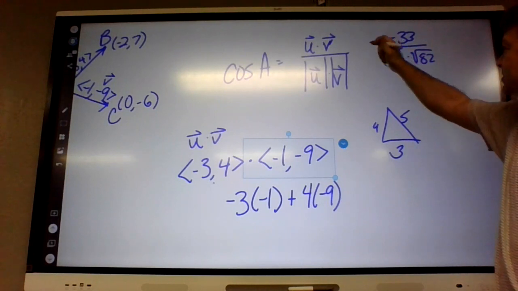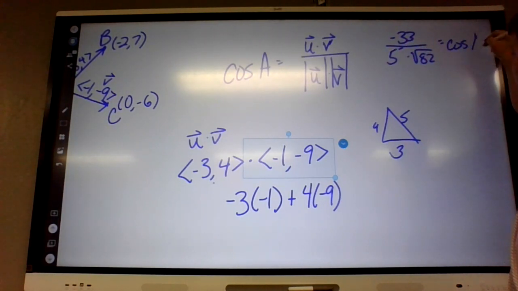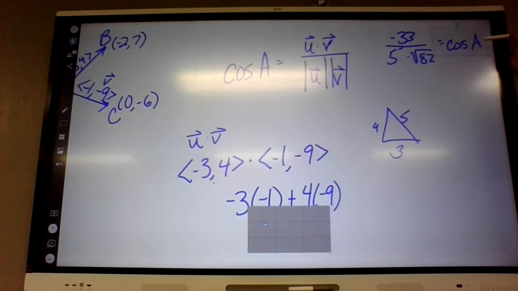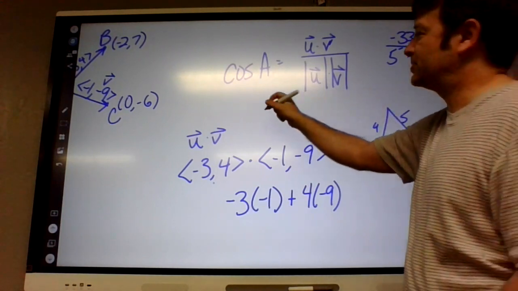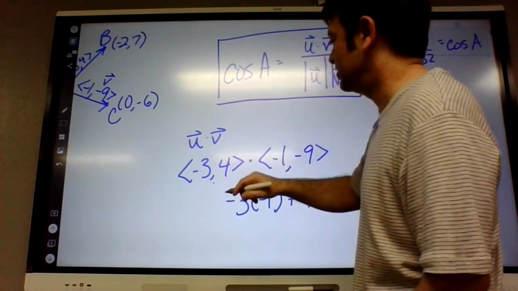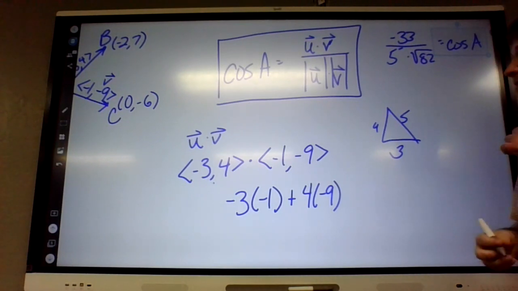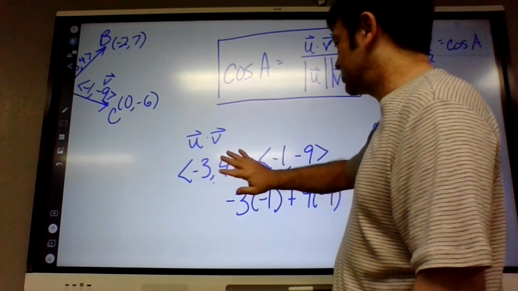Okay, you don't really need to simplify all that because cosine is equal to all this. So how would I solve this for the angle? Yeah, cosine inverse of all that jazz. So this is a formula. It might be on the test. I don't really know. Maybe. To find the angle between two vectors. That's what it does. Finds the angle between two vectors.